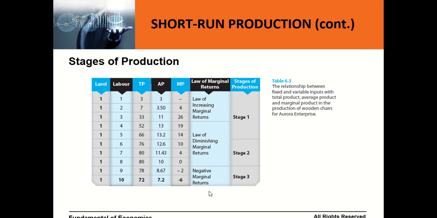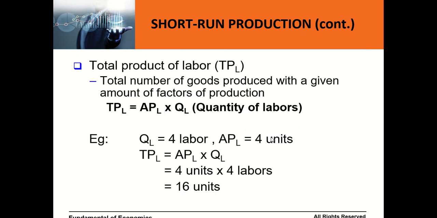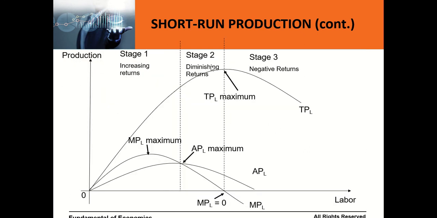And the last part is called negative marginal return, where the MP starts to become negative. So that's how we have the calculation. Now if you translate that calculation, the table here, into a graph, this will be the form of the graph. So there are at least 3 graphs.